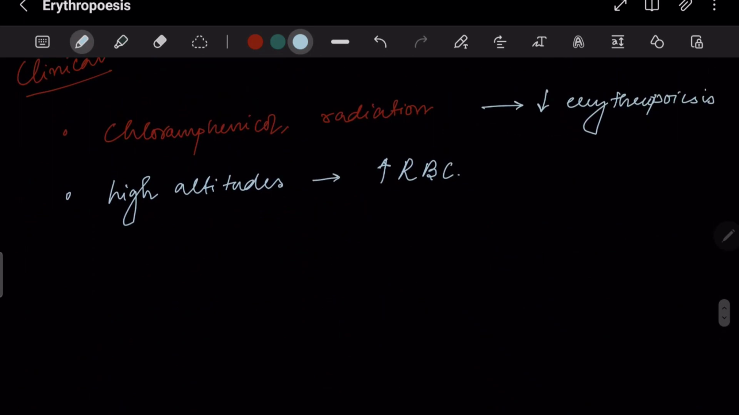RBC production is increased. Now, erythropoietin, which is a hormonal factor controlling the rate of erythropoiesis, is synthesized in the kidneys. Now consider a patient having chronic renal failure. They will lack erythropoietin. As a result, the RBC production will decrease.